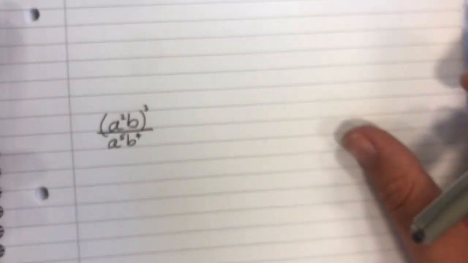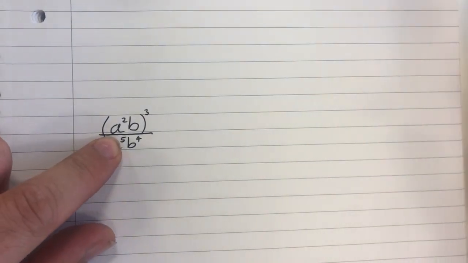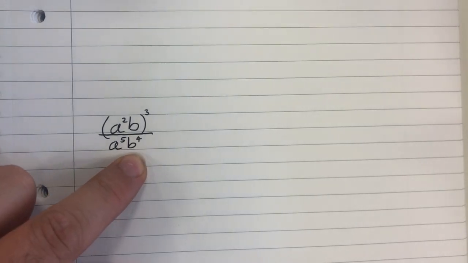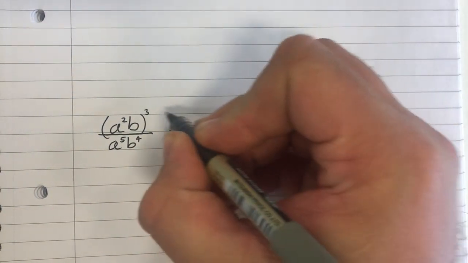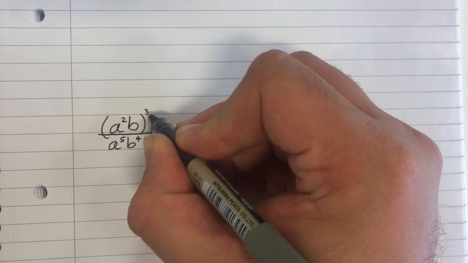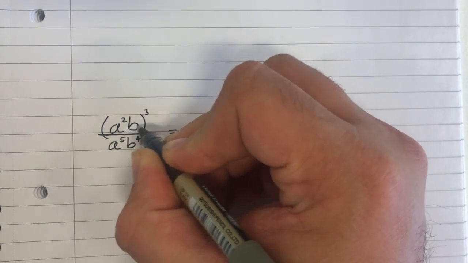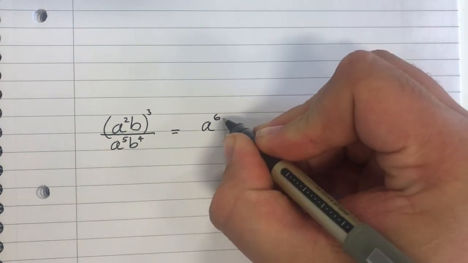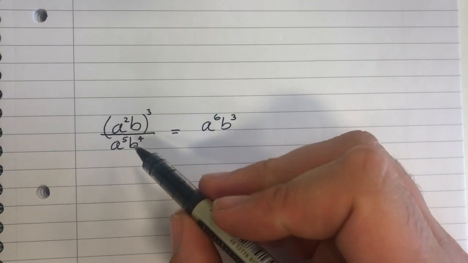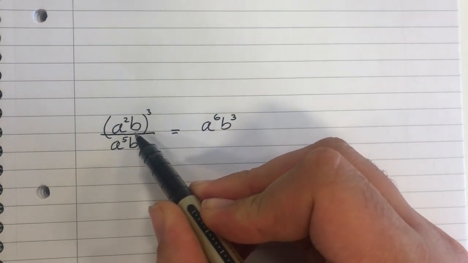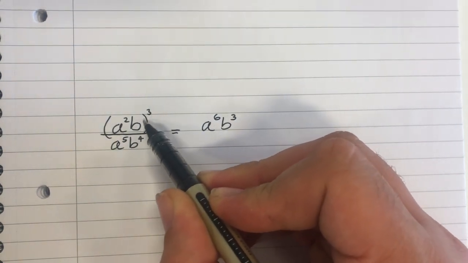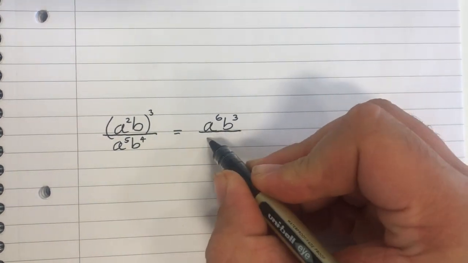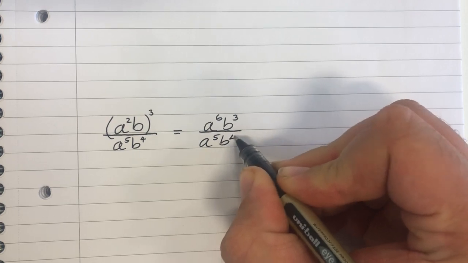Another example, a more algebraic one. We've got a squared times b, all cubed, divided by a to the 5 times b to the 4. When we are applying an exponent to two things in a bracket, then the exponent applies to both of those. It's actually going to be a to the 6 times b cubed, remembering that b is the same as b to the 1. And then we can apply PIT to both of those to get a to the 6 b cubed. And that's divided by a to the 5 b to the 4.